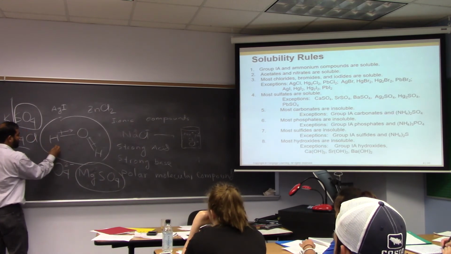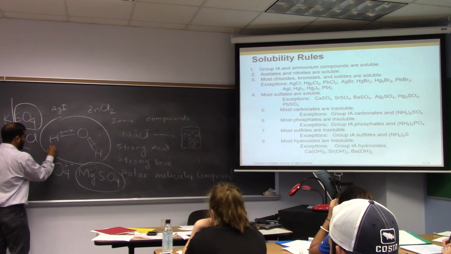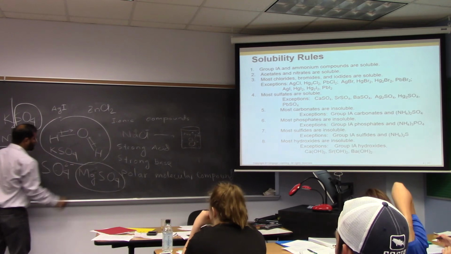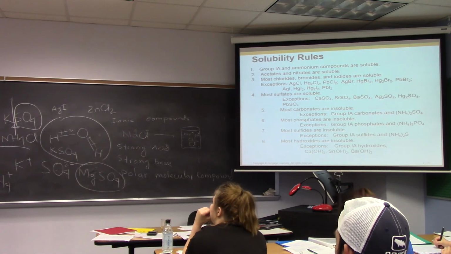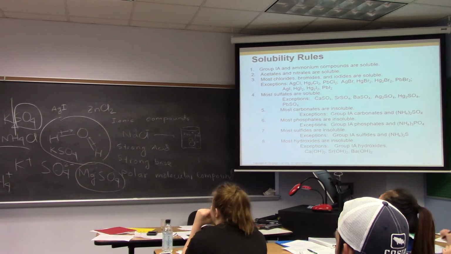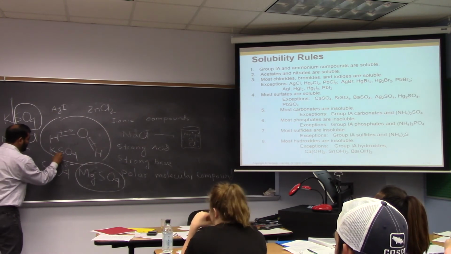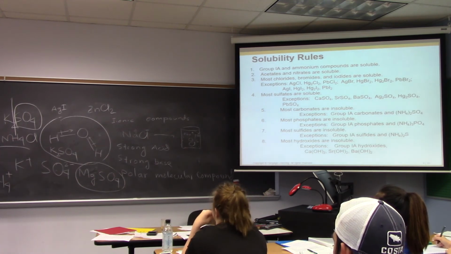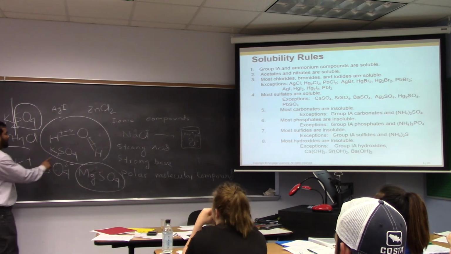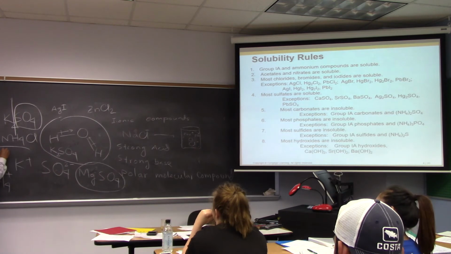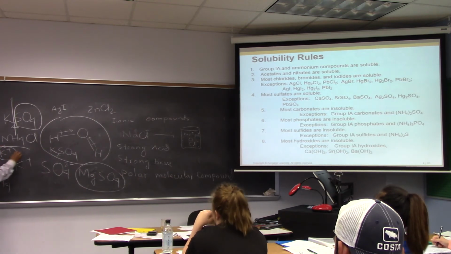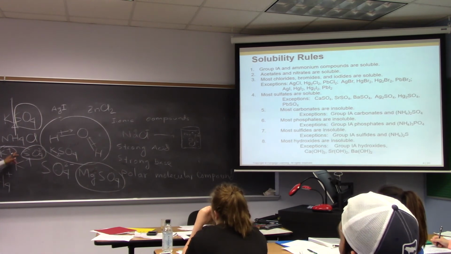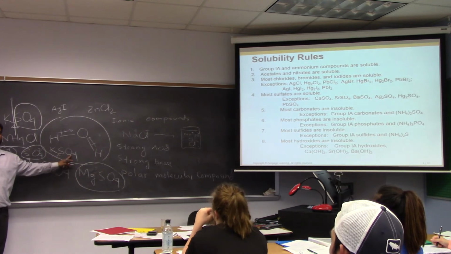Let me give another example: potassium sulfate, KSO4. Did you write it properly? No? What's wrong with it? Why K2? Because potassium comes from potassium plus, right? Potassium is 1 plus, but sulfate is 2 minus. To balance out, we need 2 potassium with 1 sulfate.